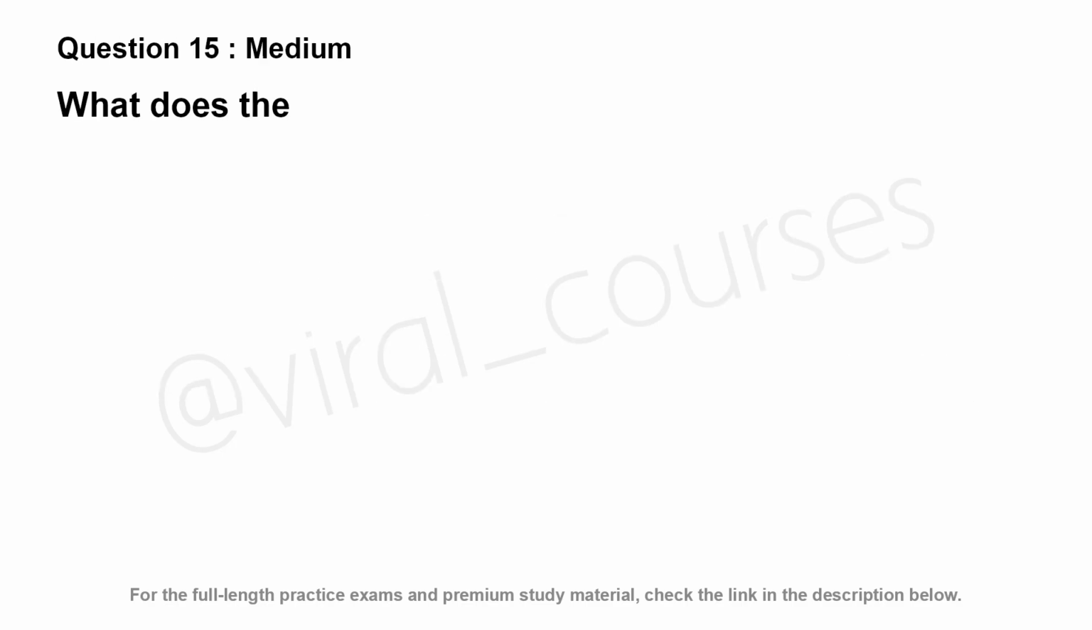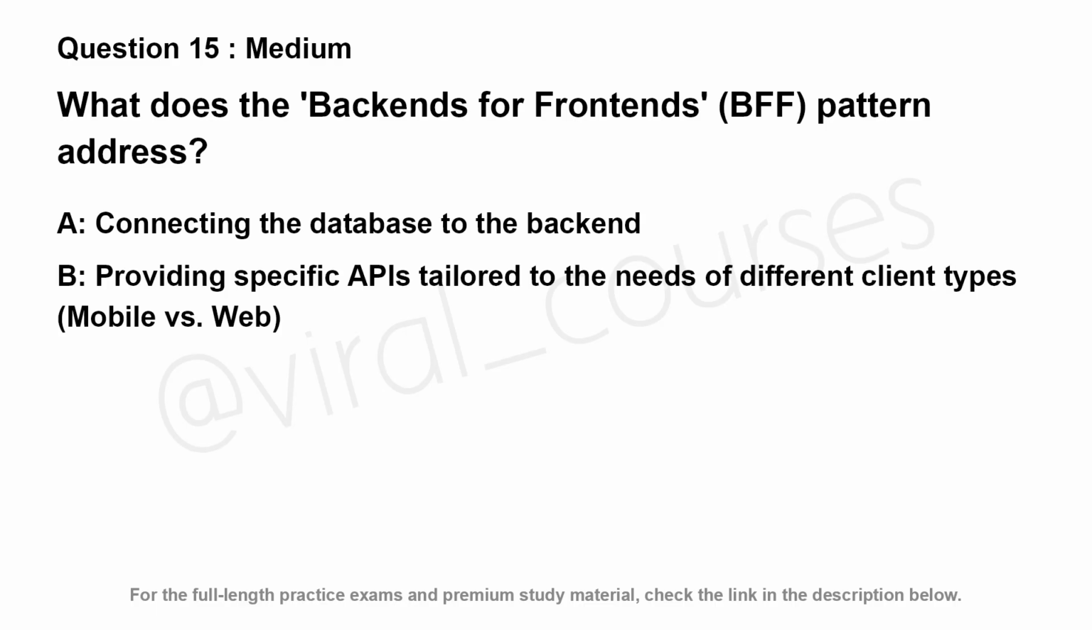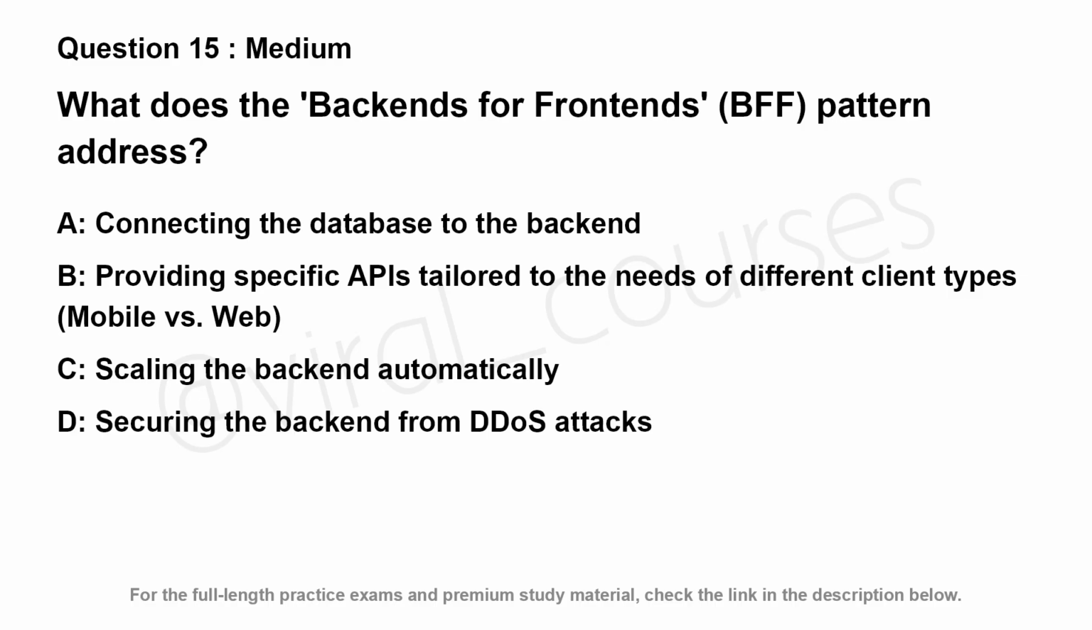What does the Backends for Frontends (BFF) pattern address? Option A, connecting the database to the backend. Option B, providing specific APIs tailored to the needs of different client types, mobile versus web. Option C, scaling the backend automatically. Option D, securing the backend from DDoS attacks.